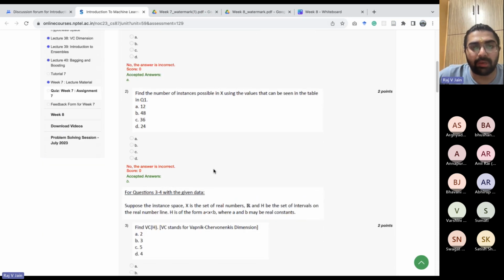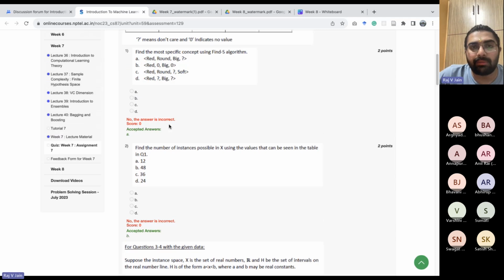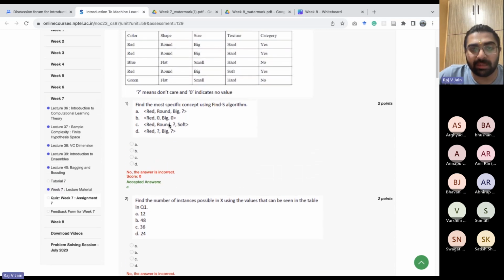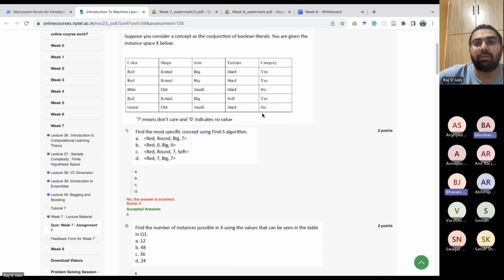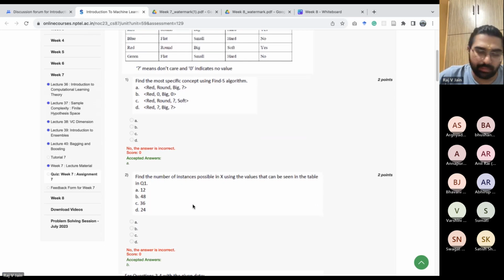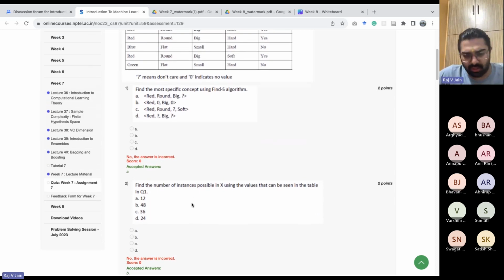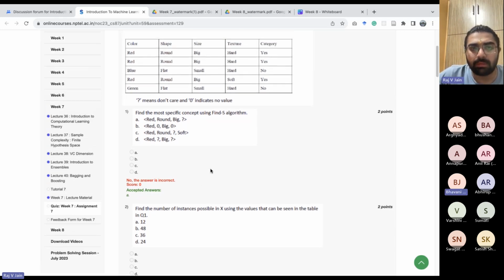Okay. Question number 2. Any thoughts? Should the answer be 48, by the way? I felt the answer should be 24. Yes, the answer is 24. It has already been told to the NPTEL folks, and they will correct it in a few days. So why is it 24 though?